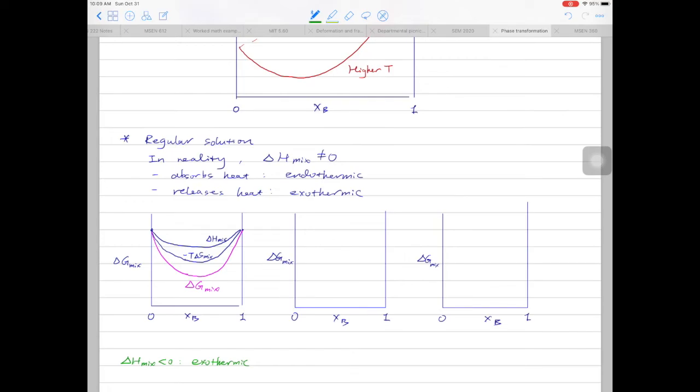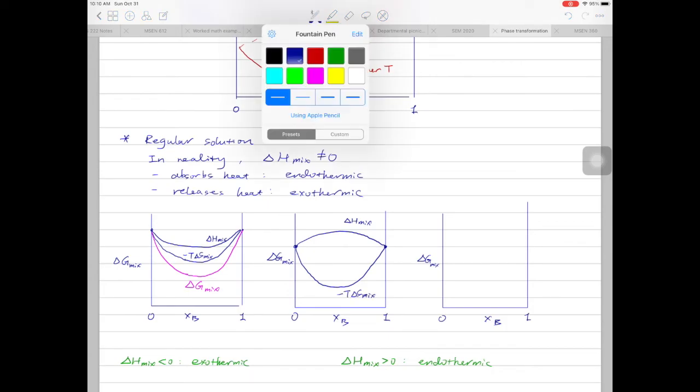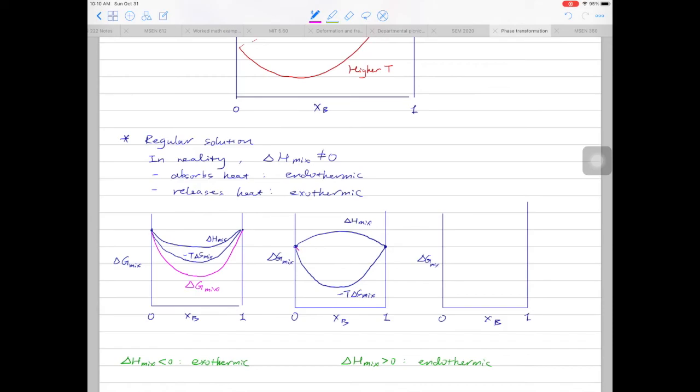In contrast, the endothermic mixing is a bit more complicated. In endothermic mixing, the system requires additional heat or energy input into the system, so the overall Gibbs free energy increases. If the entropy effect is dominant, this means the Gibbs free energy decrease in entropy is much greater than the Gibbs free energy increase in enthalpy. Then the Gibbs free energy curve will look like this.